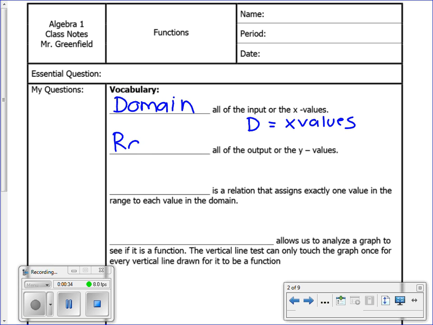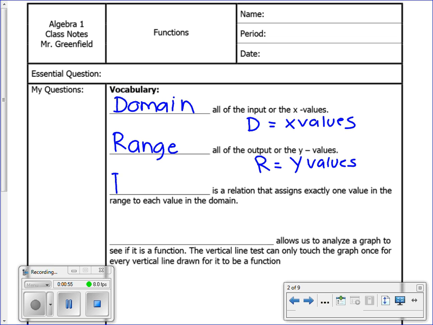So we call this our range. So range is our y, so r equals y. And a way I remember it is x comes before y, d comes before r, so d goes with x, r goes with y.